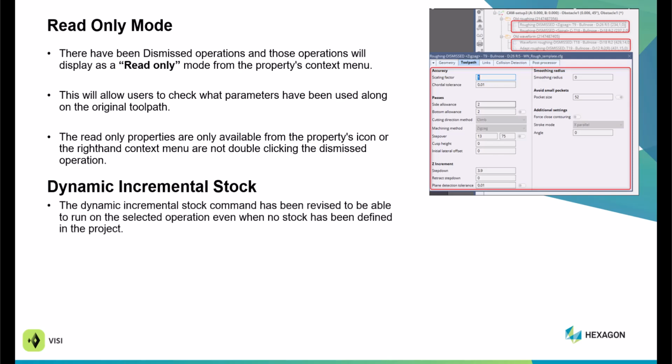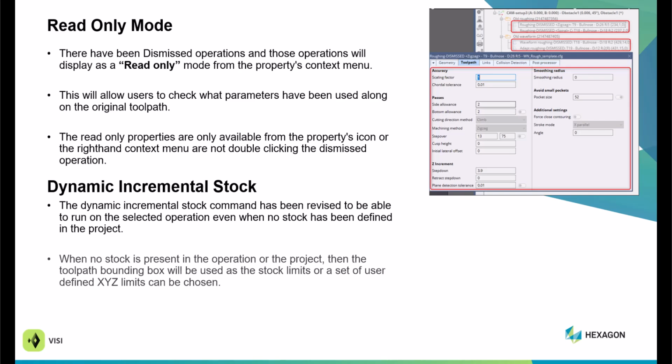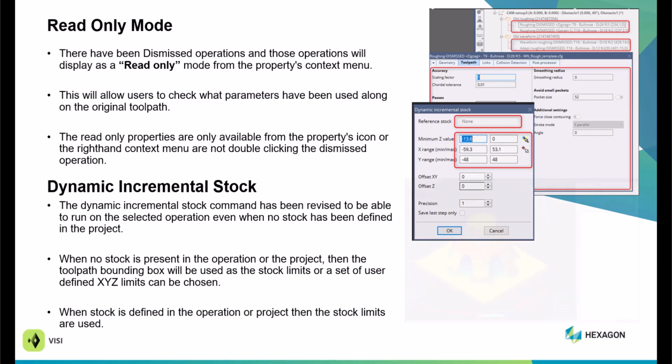Within dynamic incremental stock, this command has been revised, so that it allows you to run select operations even with no stock defined in the project. When no stock is present in the project, there's a toolbox that will be used to set stock limits for the XYZ limits that have been chosen. When stock is defined in the operation or project, then the stock limit is used.